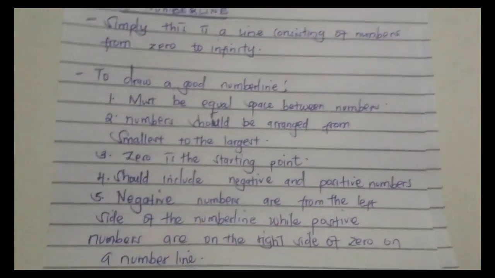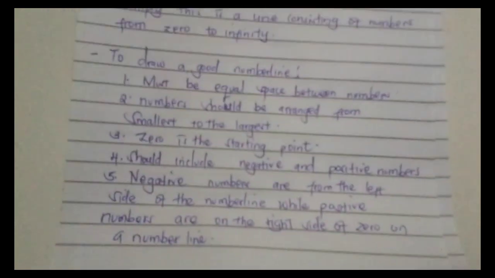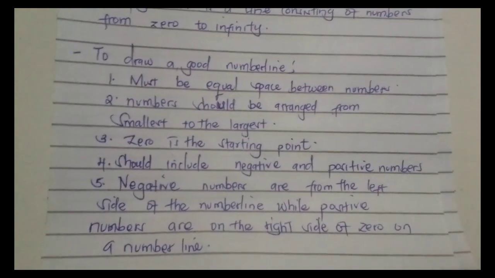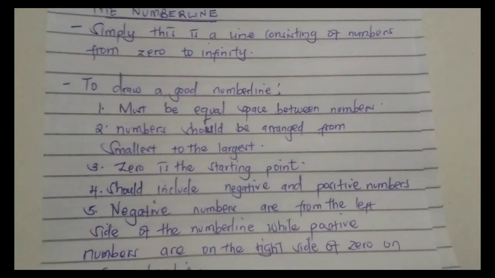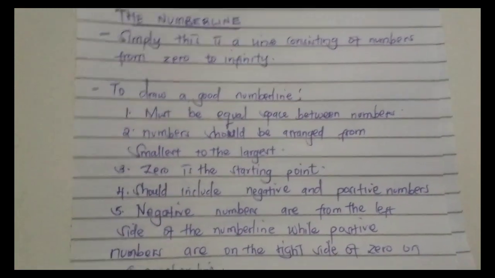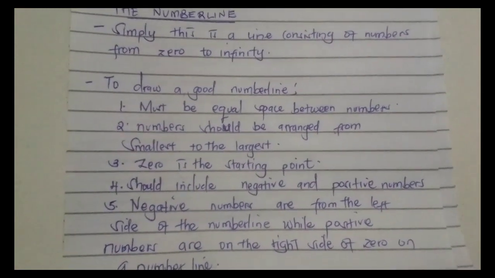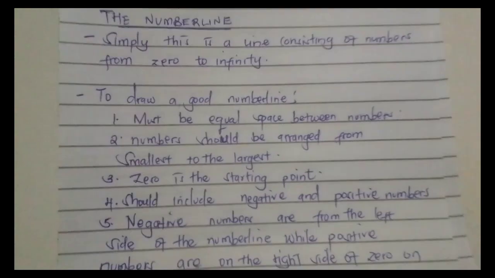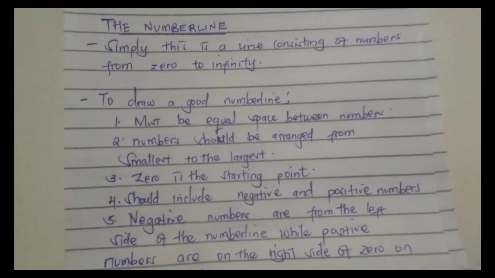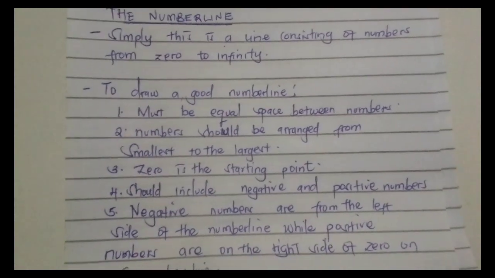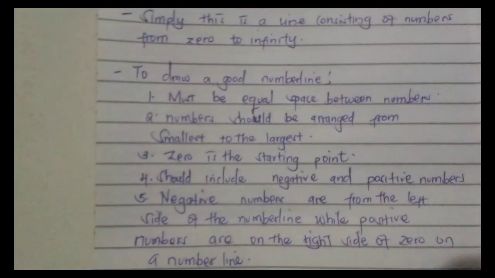Negative 2, positive 2. So we know the negative numbers are on the negative side, that is the left hand side of your number line, and then the positive numbers on the number line are always represented on the right side.